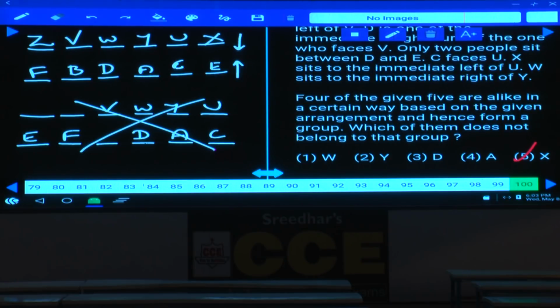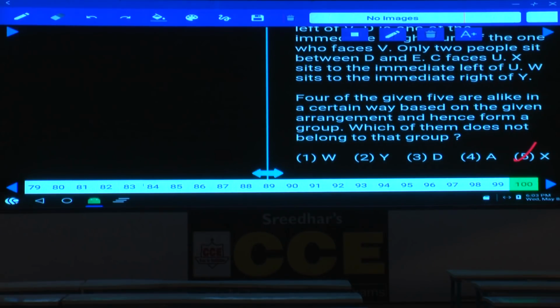Because now, what is the main objective behind this reasoning section? It has to clear the cutoff, and at the same time it has to score more. This is the scoring area. In reasoning, English and quant, if you are able to clear the cutoff, that itself is enough. Around some 10 marks in English and 15 in quant, 10 and 15, 20.